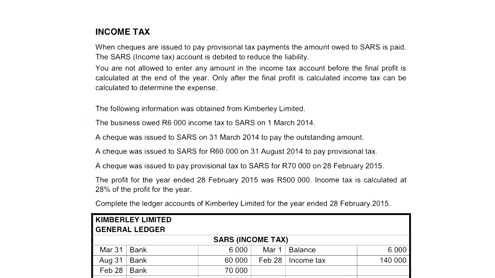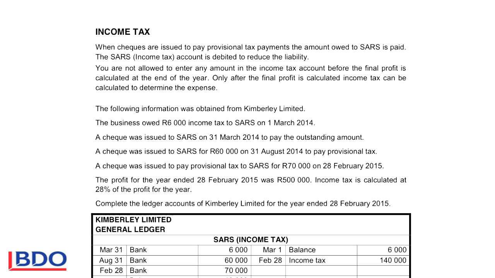Good morning. We will spend time today on income tax. When we calculate income tax on the profit that the company makes, the income tax is an expense for the business. The SARS account is the liability.